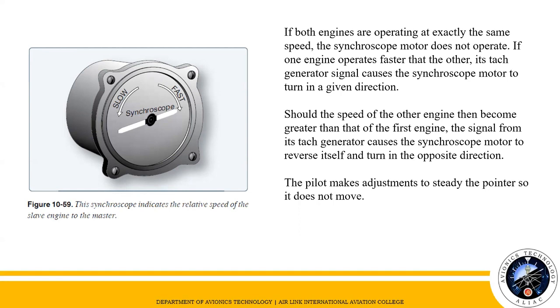So the dial face of the synchroscope indicates slow and fast, representing the other engine's RPM relative to the master engine. And yes, he will make adjustments accordingly. So if the RPM is not okay, he will speed it up or slow it down. So it depends.